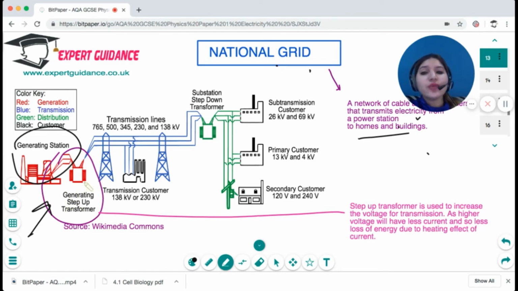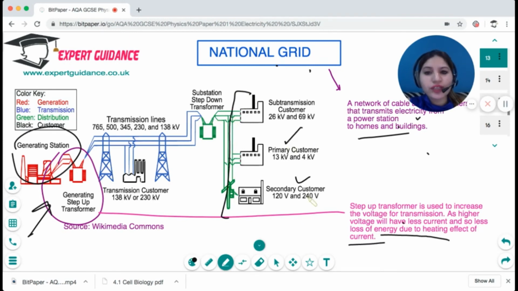Because at a very high voltage, the current reduces, and the current has a lot of heating effects, and that results in the loss of energy. So when you increase the voltage, you reduce the current, and that prevents the loss of energy due to the heating effect of current. But as soon as it needs to go to the customers, or to the homes or the offices, we use step down transformers that decrease the voltage to 230 volts.